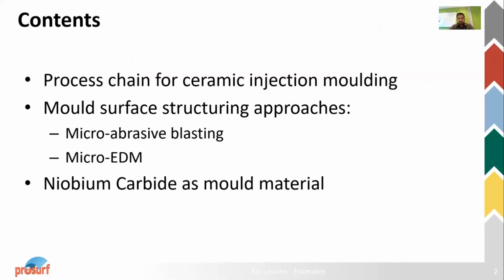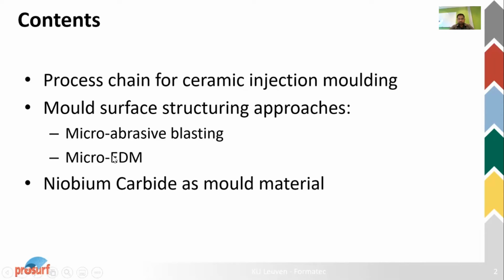In this presentation, I will start with the basic introduction of the process chain, which is used in ceramic injection molding at our industrial partner Formatec. This will be followed by the mold surface structuring approaches, which we applied in the framework of this project, namely microabrasive blasting. This was the initial step to evaluate whether surface structuring is really beneficial for this process or not.